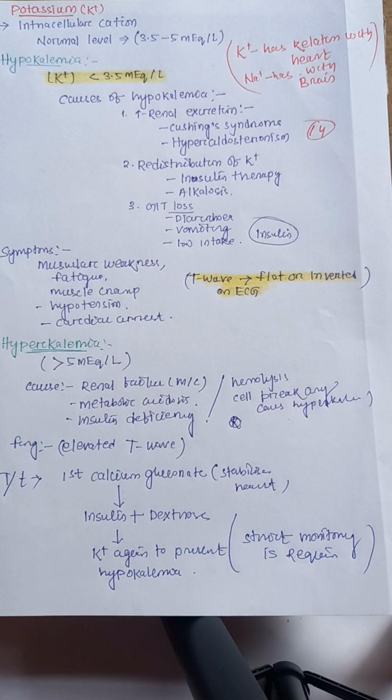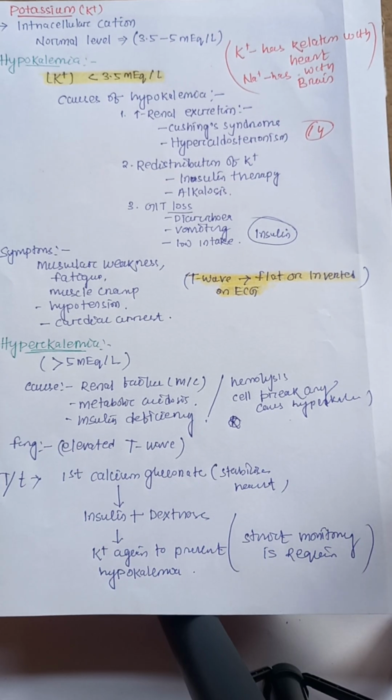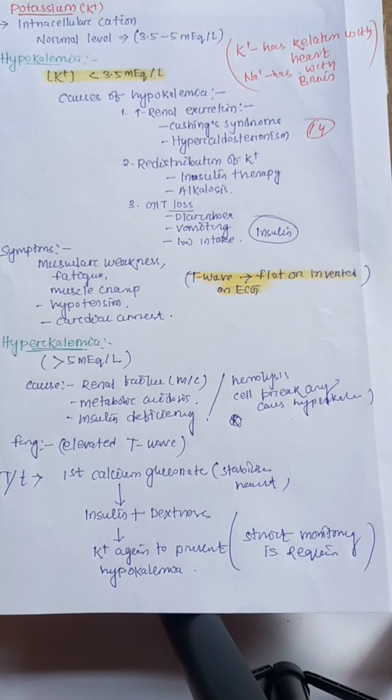Hypokalemia is less than 3.5, and what are the causes? The major cause is increased renal excretion. Also redistribution due to insulin therapy and alkalosis, GIT loss like diarrhea and vomiting, and low intake. Symptoms are muscle fatigue, muscle cramps, hypotension, cardiac arrest, and you should read this.